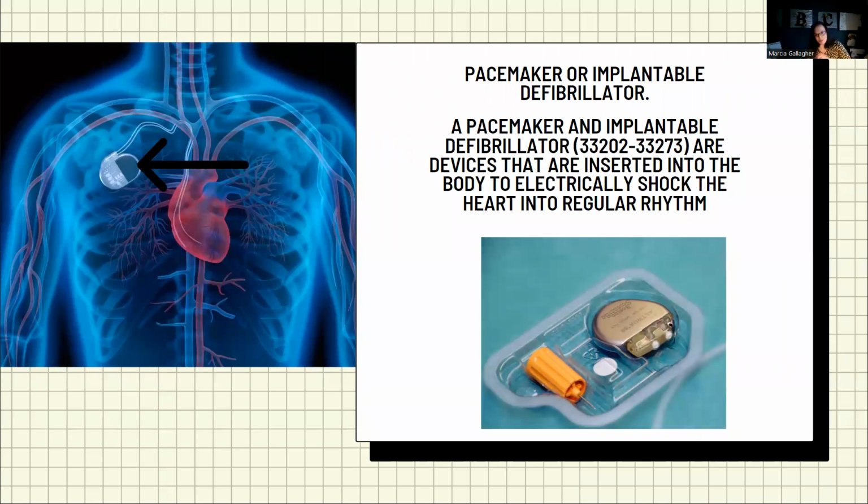So now the major part of our mini lesson today is simply going to be on the pacemaker or implantable defibrillator. So a pacemaker and implantable defibrillator, 33202 through 33273, are devices that are inserted into the body to electrically shock the heart into a regular rhythm. So this is what a pacemaker looks like, just coming out of the package, getting ready to go put it in for surgery. And then once they put it in, I want you to pay attention to how it looks. And look at our leads going into the heart.